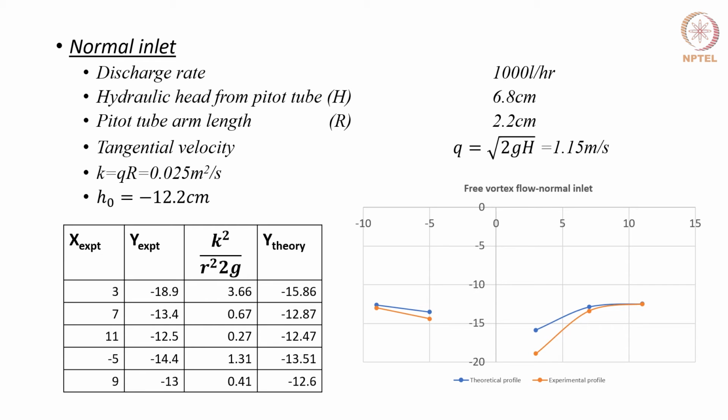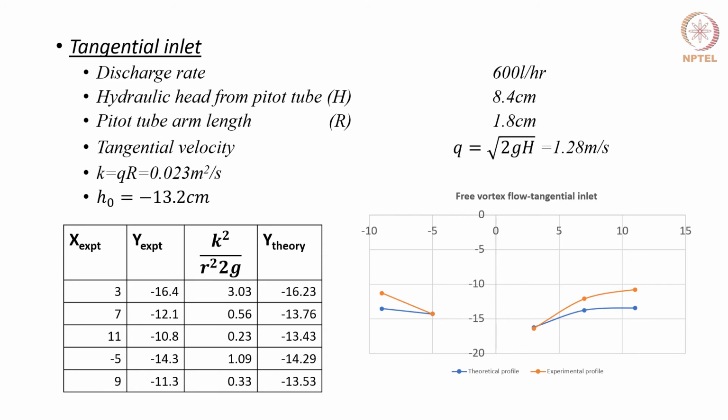So this graph shows a comparison of the theoretical profile and the experimental profile for a free vortex flow, and we can see that there are some differences between the theoretical and experimental profile, which could be due to the error in the pitot tube readings or the needle gauge readings which we have taken. A similar set of calculations should be repeated for when the vortex was formed using the tangential inlet.